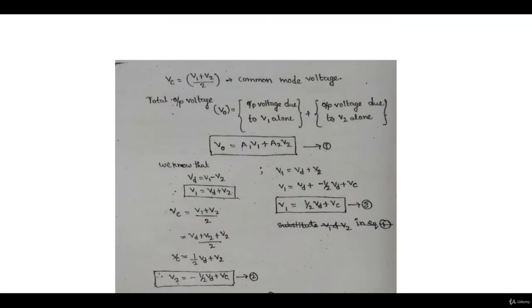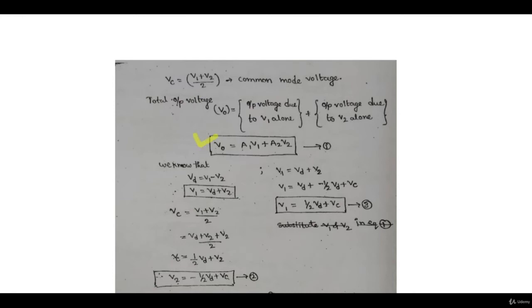We will see the output is the output due to V1 alone plus the output due to V2 alone. Okay, it is superposition type. So V0 will be equal to A1 V1 plus A2 V2. By the way, VC is the average signal, V1 plus V2 divided by 2. Okay, if there are three signals, V1 plus V2 plus V3 divided by 3. Okay, average signal.